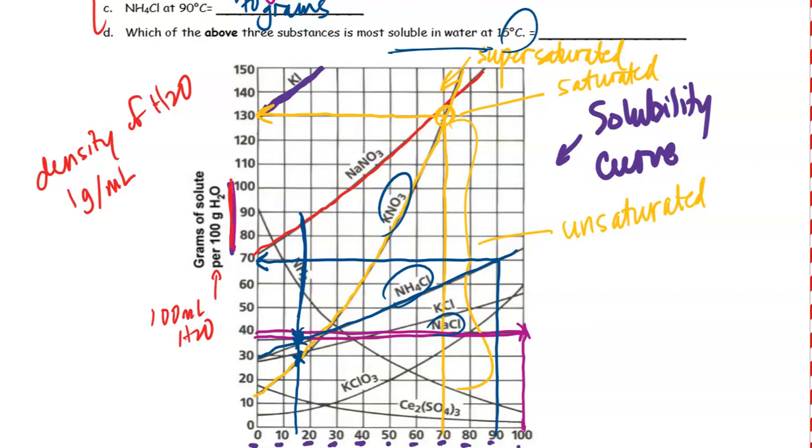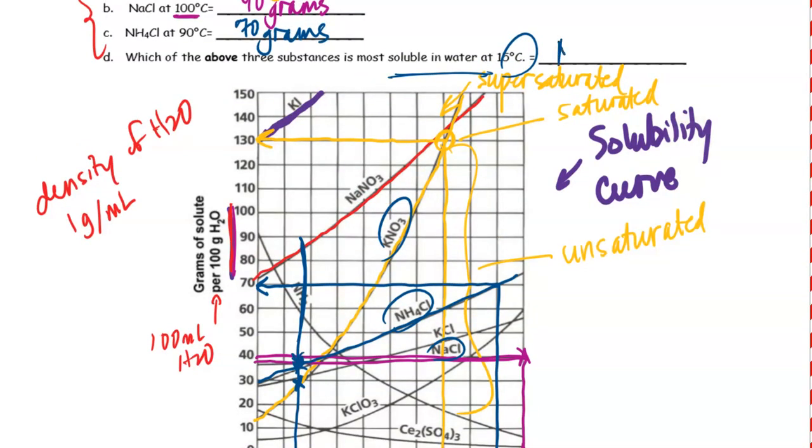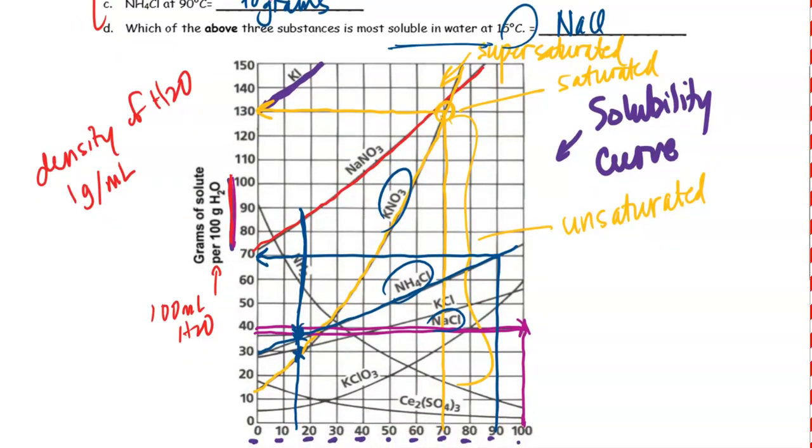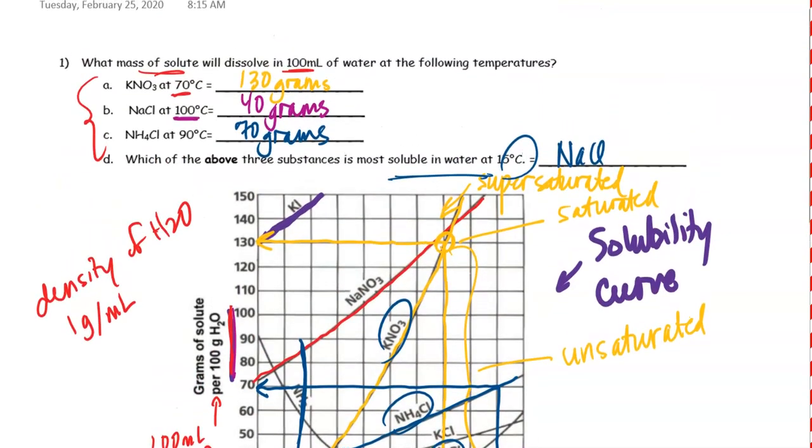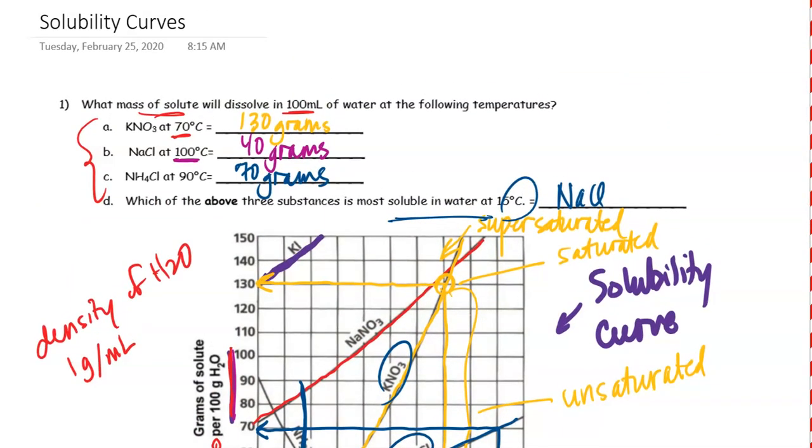Okay, so if you go through, it's very close between the ammonium chloride and the sodium chloride, but basically if you take a look, sodium chloride is just that tiny bit more soluble at 15 degrees Celsius than the other two salts. So go ahead and answer the questions on the pre-lecture related to solubility curves.